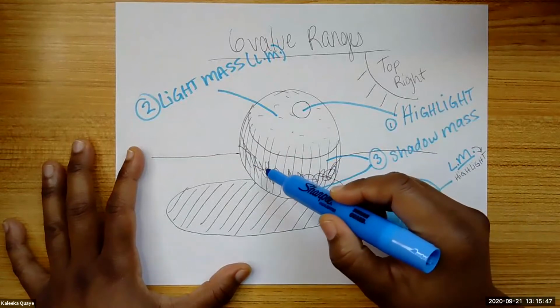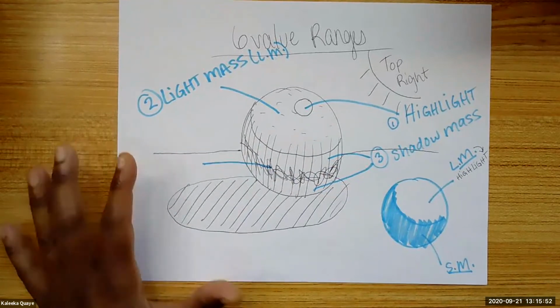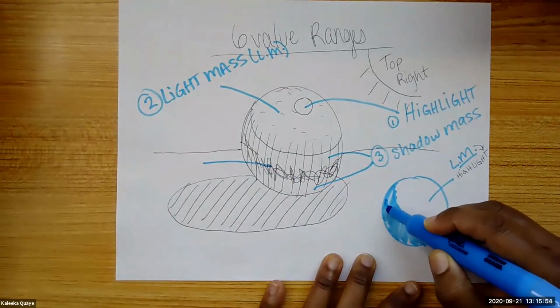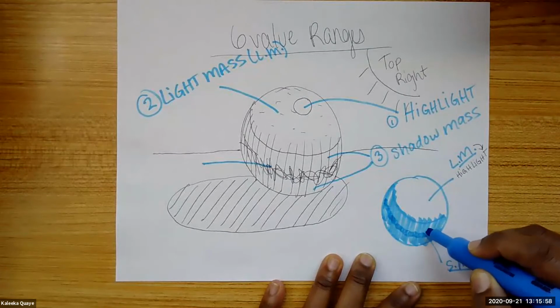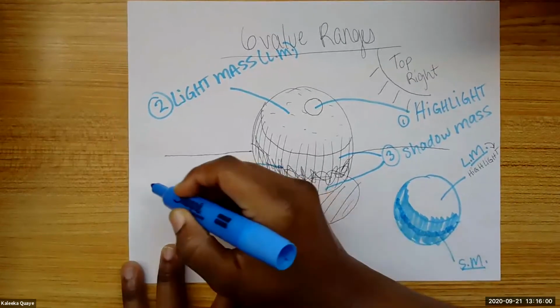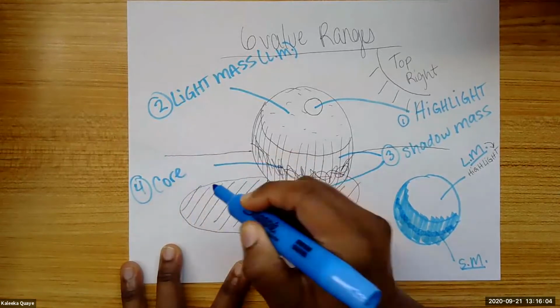There's another area here that is called core shadow. That's that ring of darkness. So if I were to go back with my highlighter like this and just go a little darker, okay, that's the core shadow. So I'm going to make that number 4, core shadow.